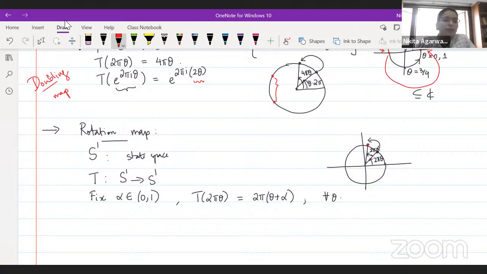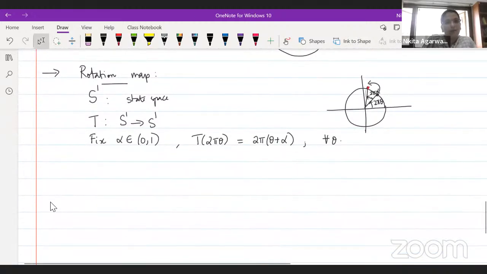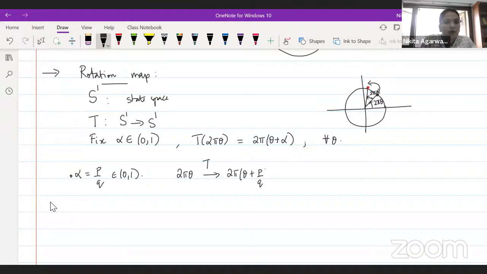But the question is, what about the dynamics? Okay. So let us understand the dynamics. I'm going to take a particular value of alpha. So let us take alpha to be a rational number, p by q. Now if I start with a point 2 pi theta, in one iteration of the map T, it goes to 2 pi theta plus p by q, right? Then you apply T again, you get 2 pi theta plus 2p by q, right? And you can assume that p and q are co-prime.